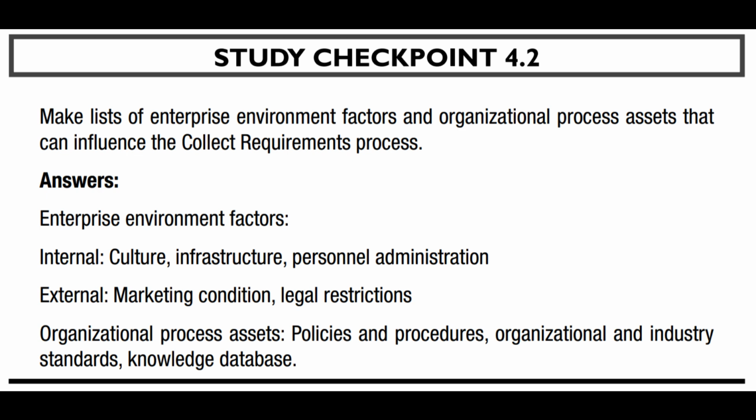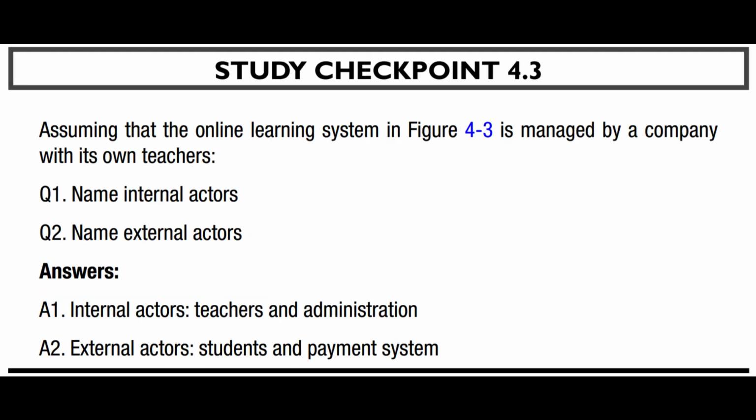Study checkpoint 4.2. Make lists of enterprise environmental factors and organizational process assets that can influence the collect requirements process. Answers. Enterprise environmental factors. Internal: culture, infrastructure, personnel administration. External: marketing condition, legal restrictions. Organizational process assets: policies and procedures, organizational and industry standards, knowledge database.